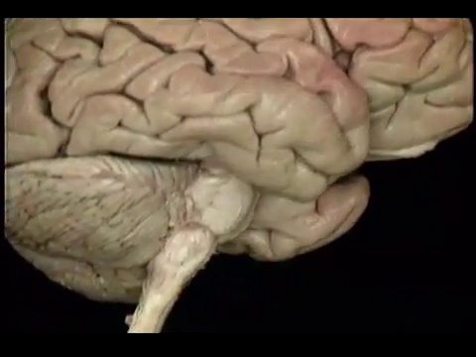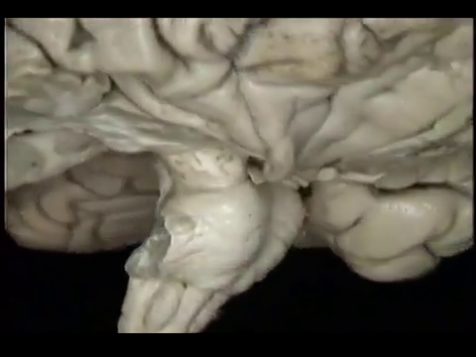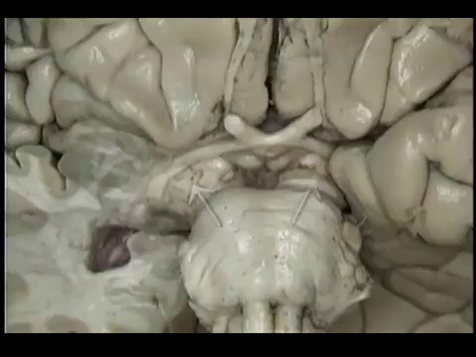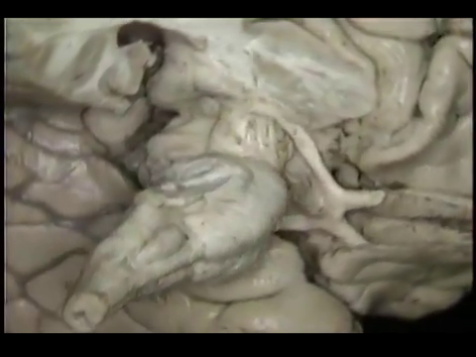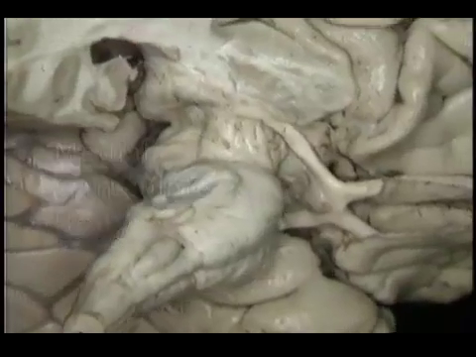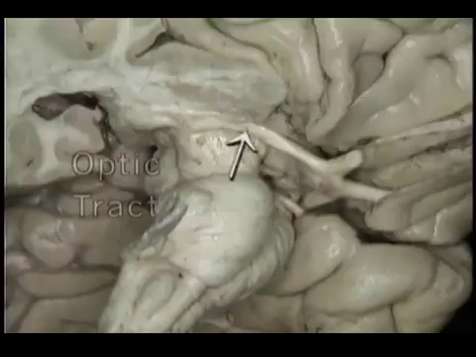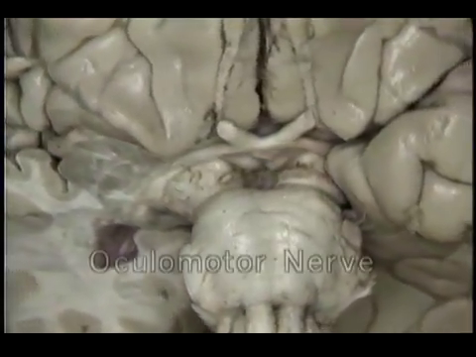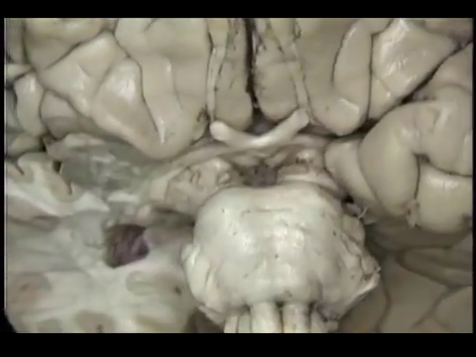To see the cerebral peduncles better, we'll look at a brain in which the temporal lobe and the cerebellum have been removed. Here are the cerebral peduncles again. Here on the outside of the cerebral peduncle are the medial geniculate body and the lateral geniculate body, which gives rise to the optic tract. Between the cerebral peduncles, the 3rd cranial nerve, the oculomotor, emerges.